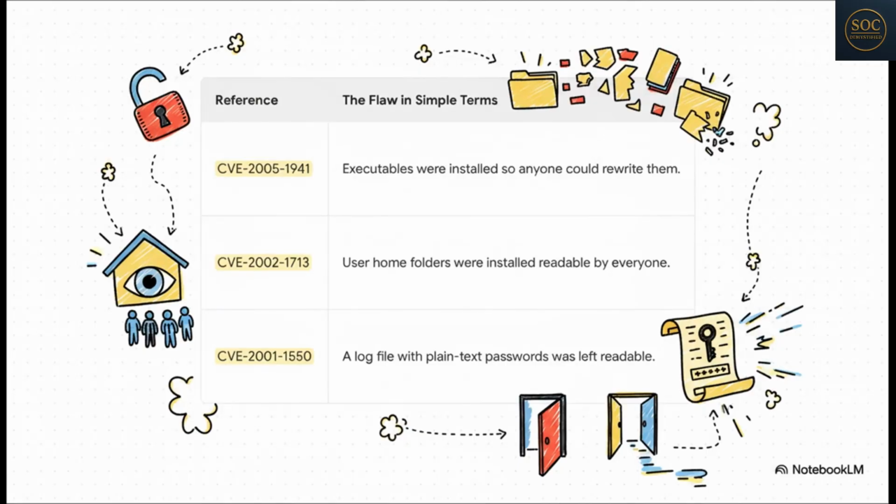And believe me, this is not just some theoretical threat. This stuff happens all the time. Look at these real-world examples. In one case, a program was installed so that literally anybody could rewrite its core files. In another, user home folders were just readable for everyone on the system. And maybe the worst of all, a log file with passwords stored in plain text was just left sitting out in the open for anyone to grab. These are simple mistakes, but they have absolutely devastating potential.